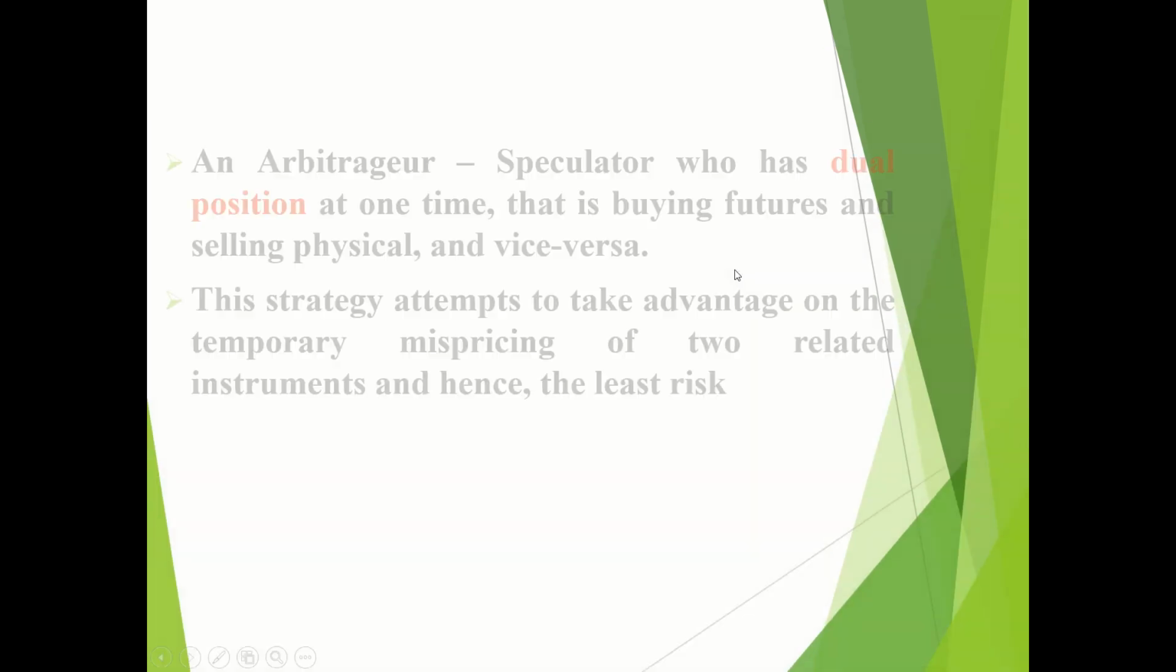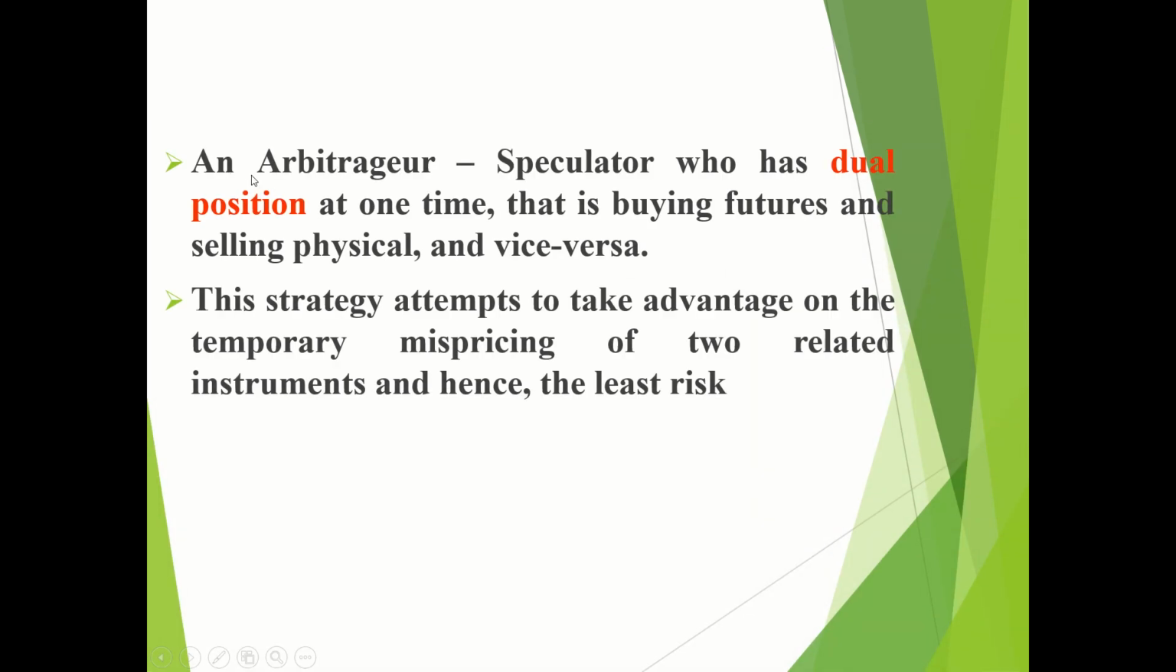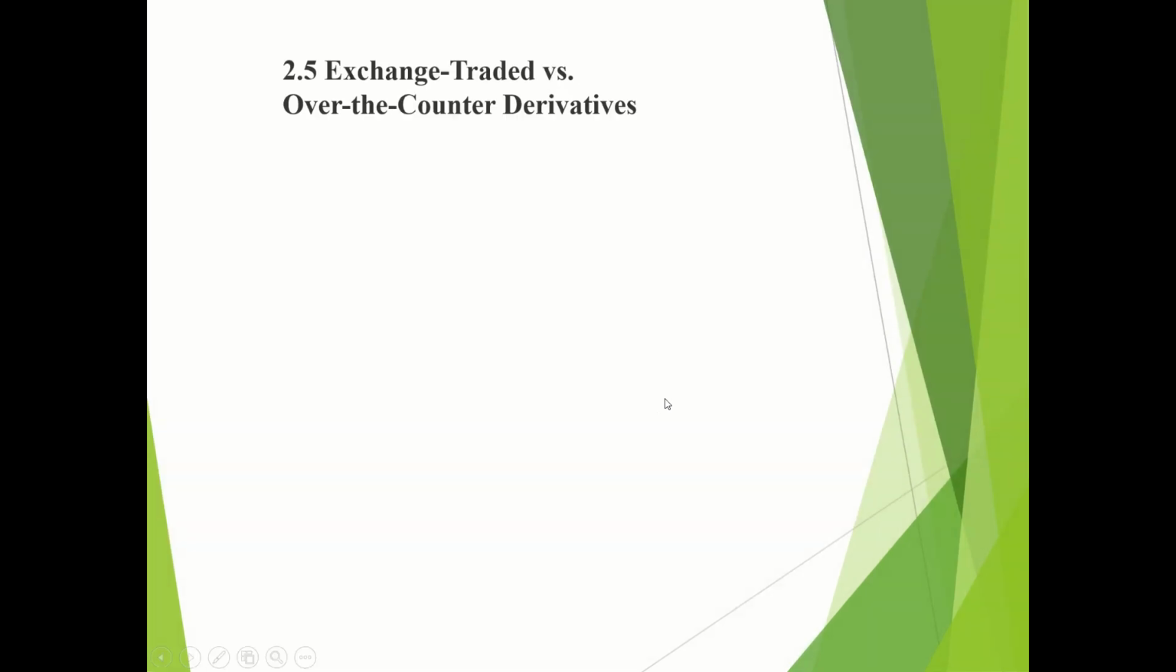And we also have speculator yang kita gelar an arbitrager. Alright, also dual position. Kalau spreader tadi dia beli dua jenis kontrak, maksudnya dua-dua in futures market. Tapi kalau arbitrager, satu dia take position in cash market, another position in futures market. Also, you will understand this better when we do chapter 4.